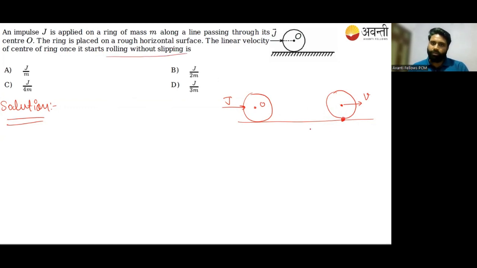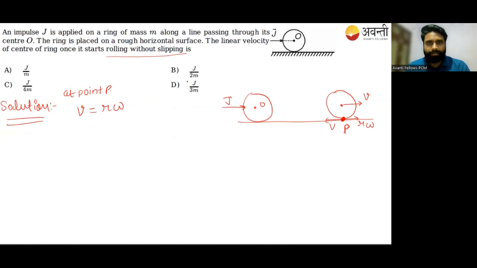When it starts rolling without slipping, this point has velocity v, and the angular velocity is omega. So v equals r omega, because it is rolling without slipping. There is no slipping here, so the net velocity of this point would be 0. At point P, v here is r omega, where r is the radius of this ring.